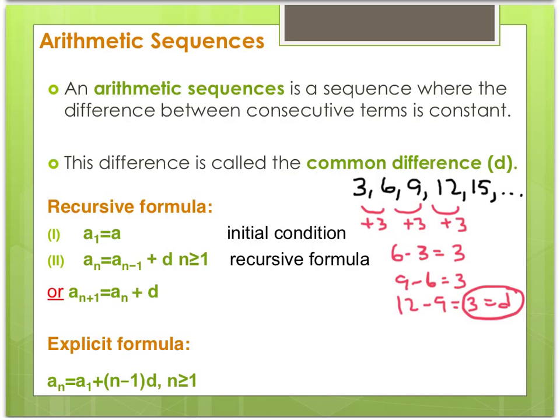We have two different types of formulas that can represent an arithmetic sequence. We have our recursive formula, which requires two things, an initial condition and then the recursive formula. So a sub n is dependent on a sub n minus 1 using the common difference. Or you can have it in terms of a sub n plus 1 being dependent on a sub n, also using the common difference. Or we have the explicit formula, which can build the entire sequence, and we use a sub 1 as well as the common difference to build that formula.